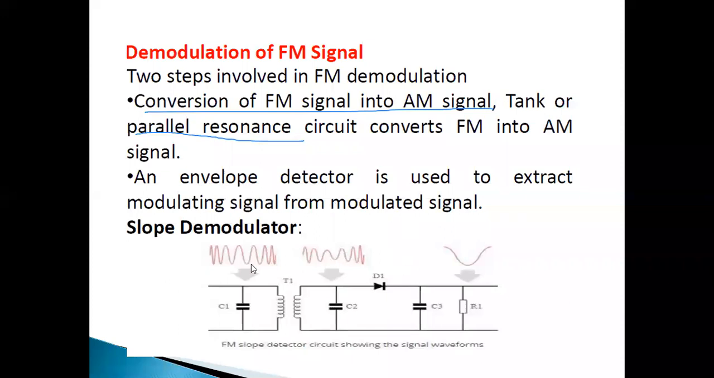But in FM, the frequency is common for all the cycles. For the purpose of detecting the FM signal, the FM output is converted into AM, so that the frequency follows the same as the FM output. This is one frequency, this is another frequency, this is another frequency, and so on. Similarly, this is one amplitude, this is another amplitude.